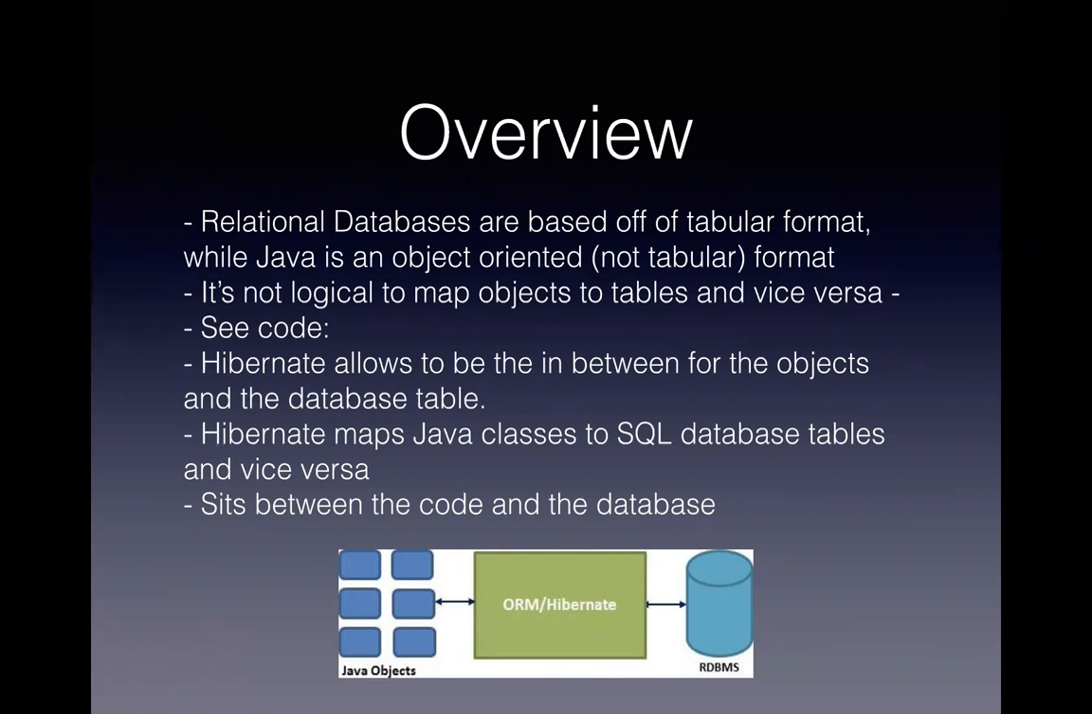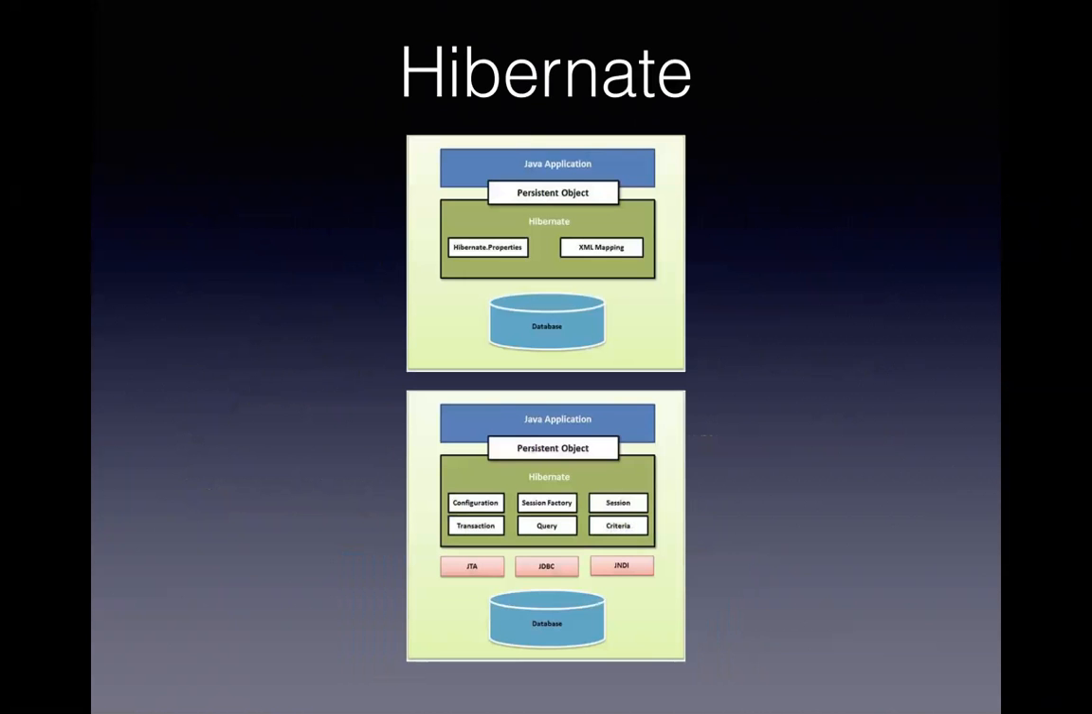So here's the object, that employee class, which turns into an object that I showed you. Here's where Hibernate sits, or any object relational management system. And it sits in between the database. It allows for itself to be the in-between for the objects and the database table. And it maps Java classes to SQL tables and vice versa. Let's move on to the next slide.